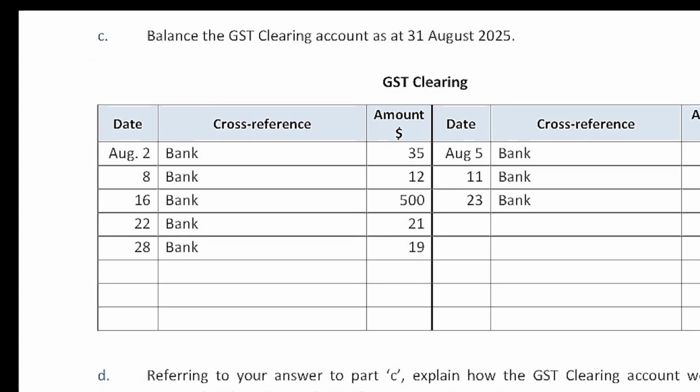Okay, so still, most of you don't know how to balance the ledger account. Now look at this. Right. Now tell me the method to balance the ledger account.